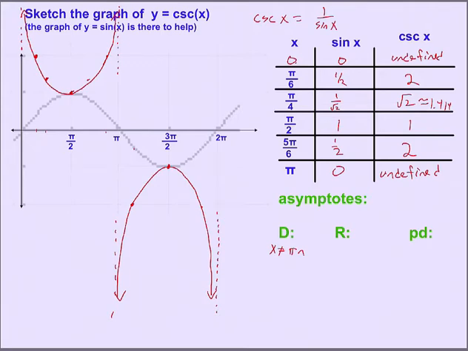The period, be careful about this. It's tempting to say, oh, the domain restriction is happening every pi radians, so the period is pi. But remember, the period has to include the positive swing and the negative swing. So the period is that full 2 pi that it takes to go through the whole cycle. And then after that, it'll just start repeating itself. And down here, it would have repeated itself also.